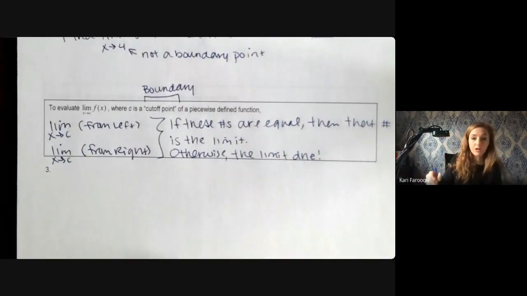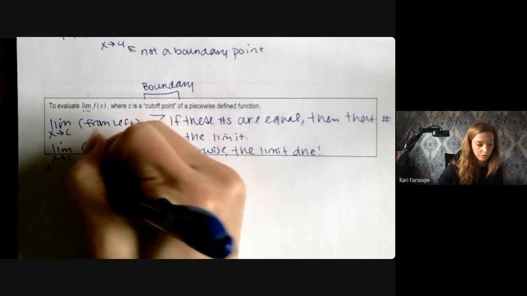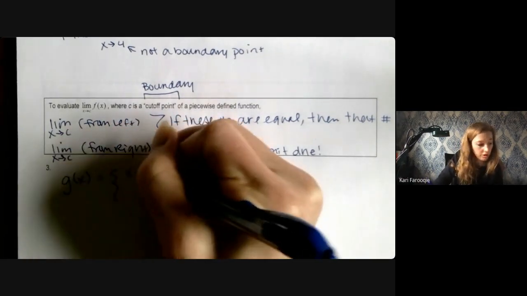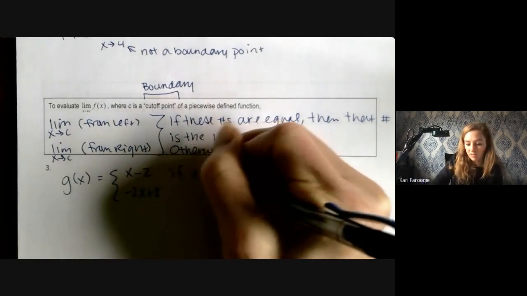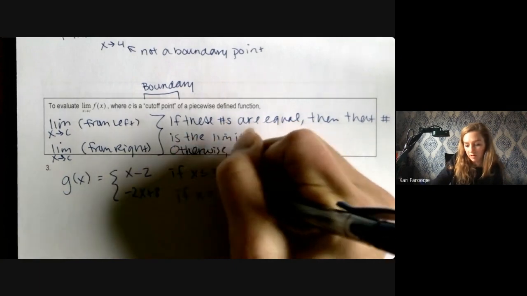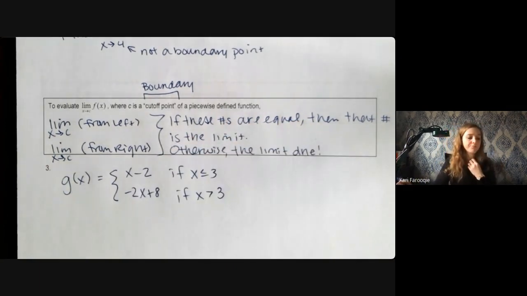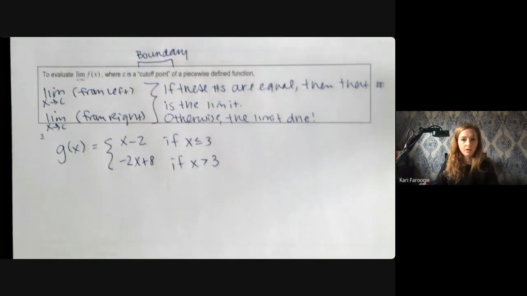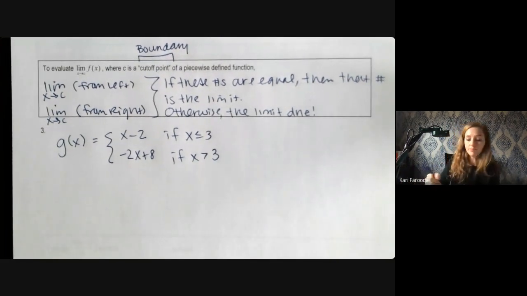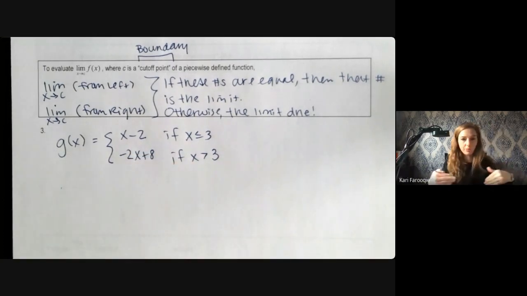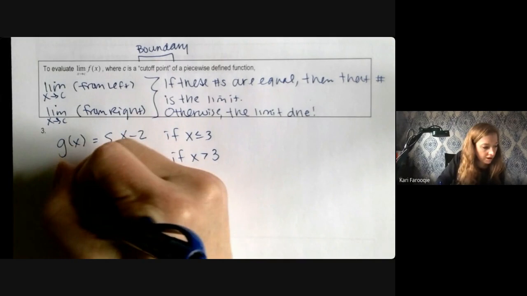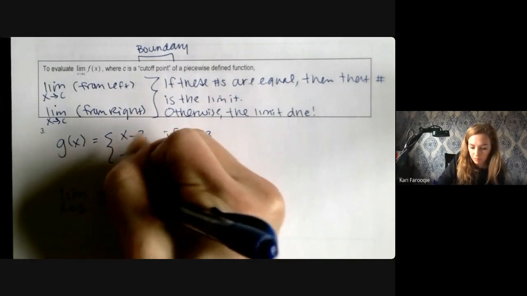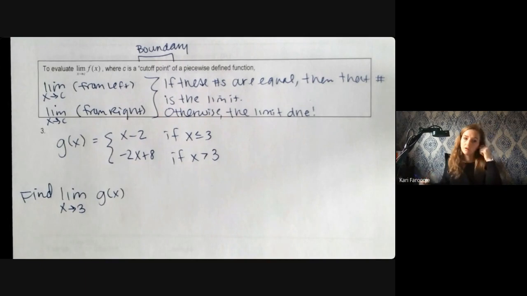So for your example 3, I'm going to give you the same definition for g that we had in example 2. It's x minus 2 if x is less than or equal to 3, and -2x plus 8 if x is greater than 3. This time I'm going to ask you about the limit at the boundary. Oh, and if you're trying to gauge how much space you need, this is the last one we have on this page. Okay, so the limit as x approaches 3 of g of x is what we are going to find.